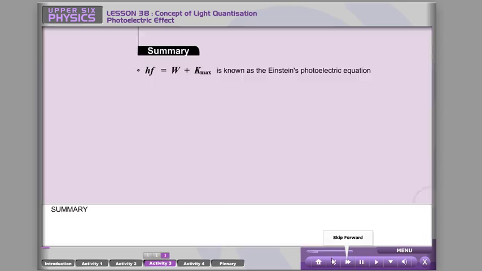Summary. hf equals W plus K maximum is known as Einstein's photoelectric equation.